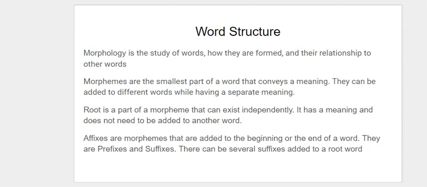And a root word can have more than one suffix, like meaninglessness. The word meaning, or mean, actually, there are three suffixes to the word mean. The ing, less, and ness.